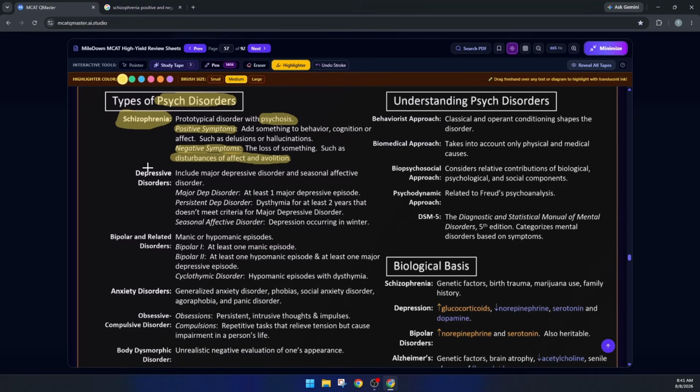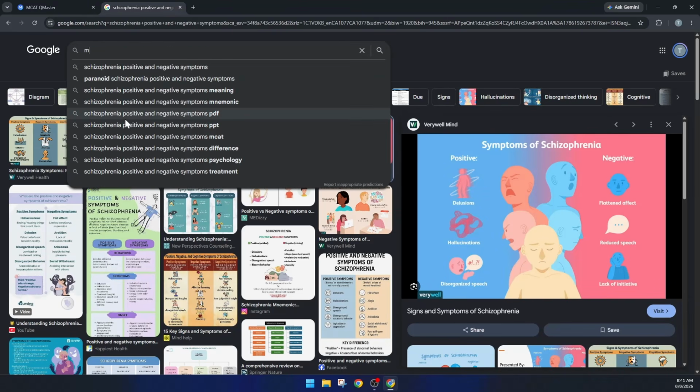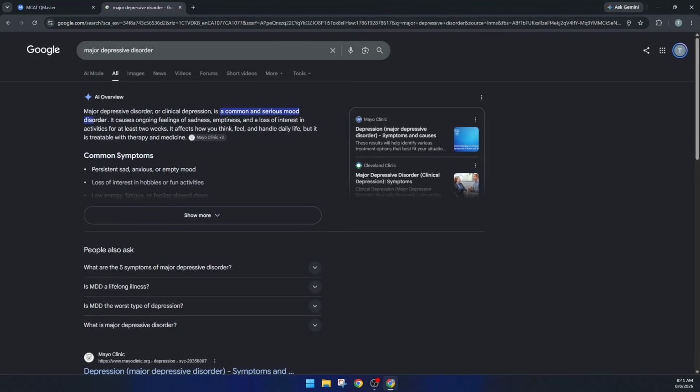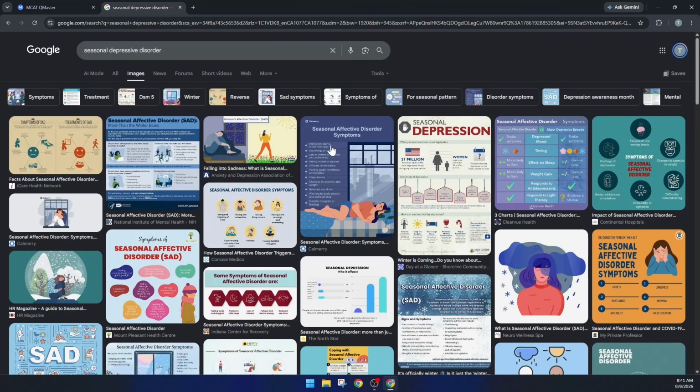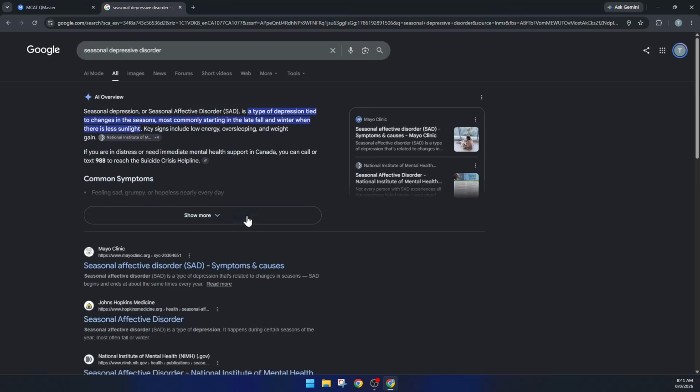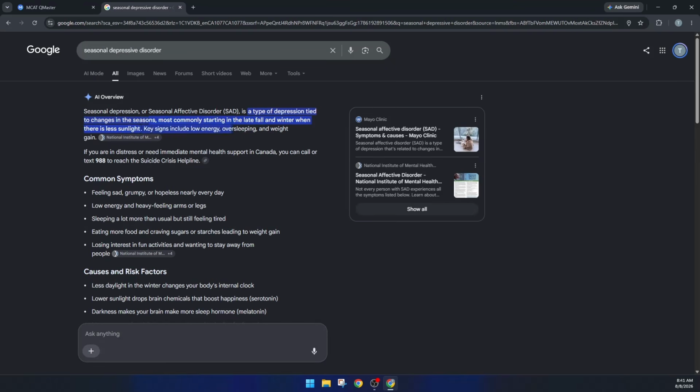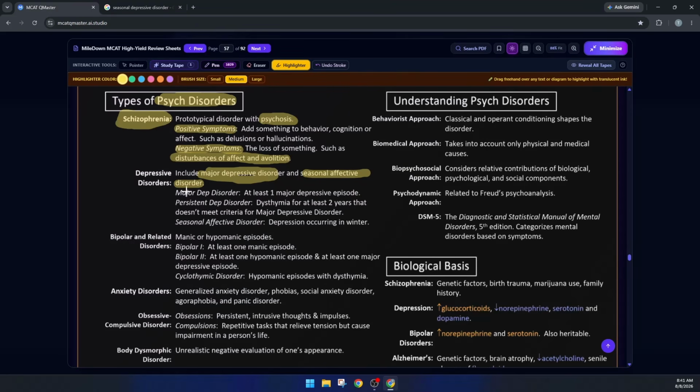Okay. Depressive disorders include major depressive disorder and seasonal affective disorder. You want to know what major depressive disorder is, so you can search it up online; there should be a definition. And seasonal affective disorder is what we know as when people say you're sad because it's winter time or it doesn't look nice outside. It commonly starts in the late fall and winter when there's less sunlight. It's also known as seasonal depression. So know those two definitions.